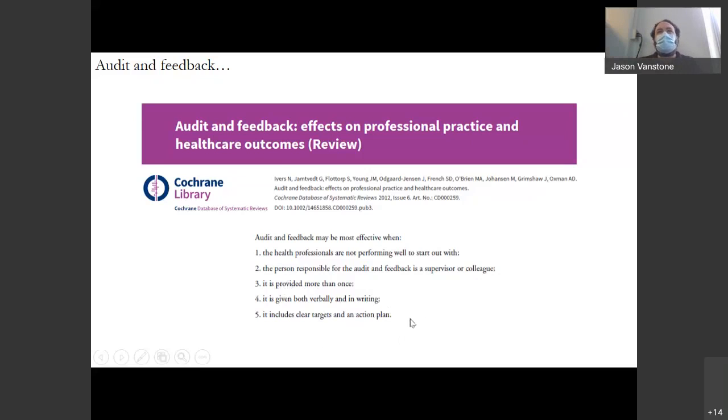And if you include clear targets and an action plan. So what do we want you to do? What is the target behavior, and how are we going to get there? All of those things, if you can manage to get all of that into your audit and feedback initiative, that will help set you up to have the best success that you can with the behavior change you're going for.